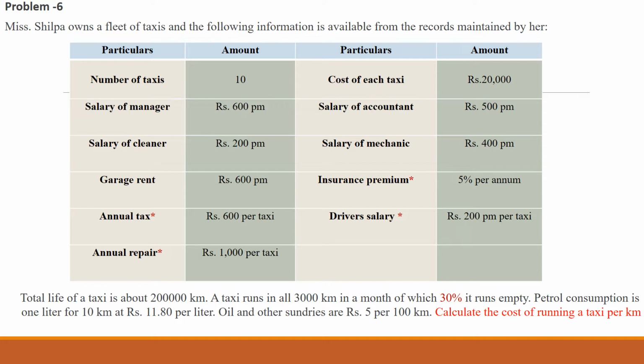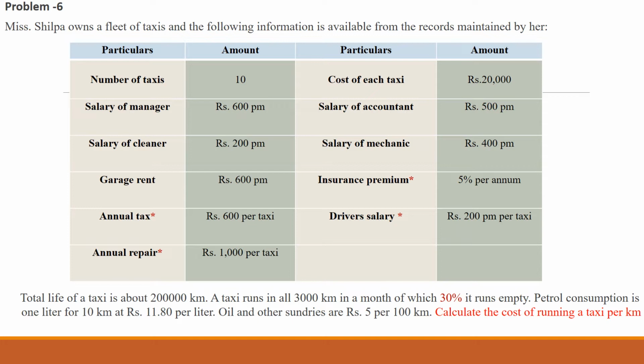In this problem, Ms. Shilpa owns a fleet of taxis and the following information is available from the records maintained by her. Number of taxis are 10. Cost of each taxi is Rs 20,000. Salary of a manager is Rs 600 per month. Salary of accountant Rs 500 per month. Salary of cleaner Rs 200 per month. Salary of mechanic Rs 400 per month. Garage rent Rs 600 per month. Insurance premium is 5% per annum. Annual tax Rs 600 per taxi.